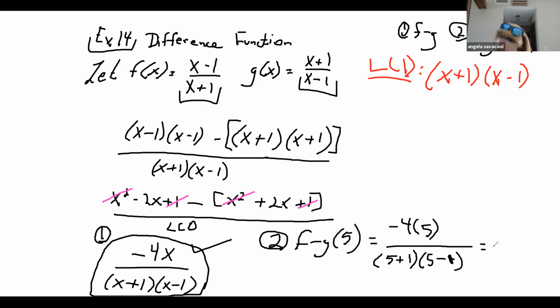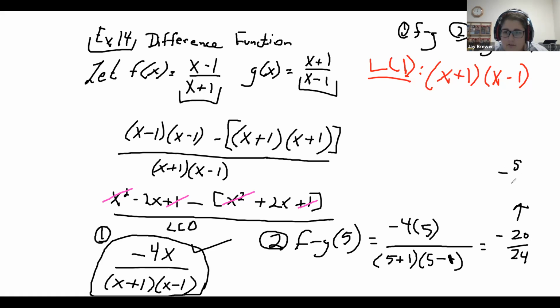Okay, so you end up with negative 20 over 24, which gives you negative 5 over 6. Again, if you wanted to give me the decimal, I don't really care. You can give me either one. Doesn't matter.